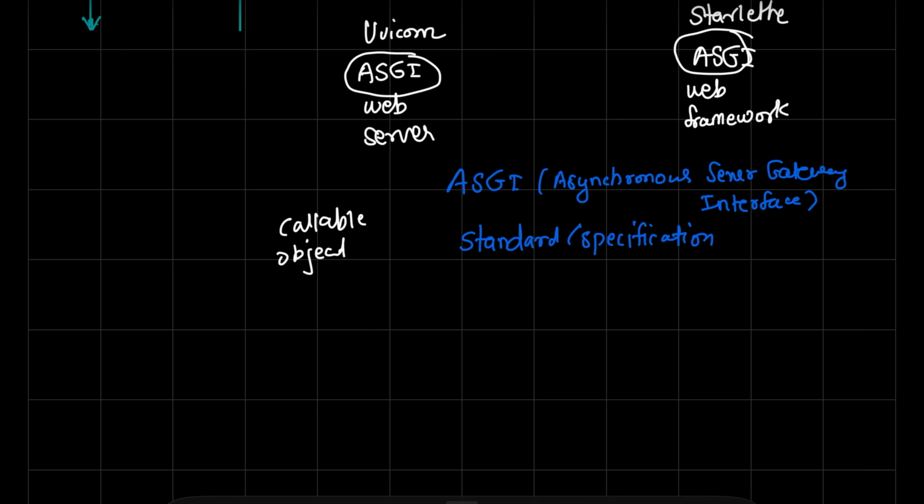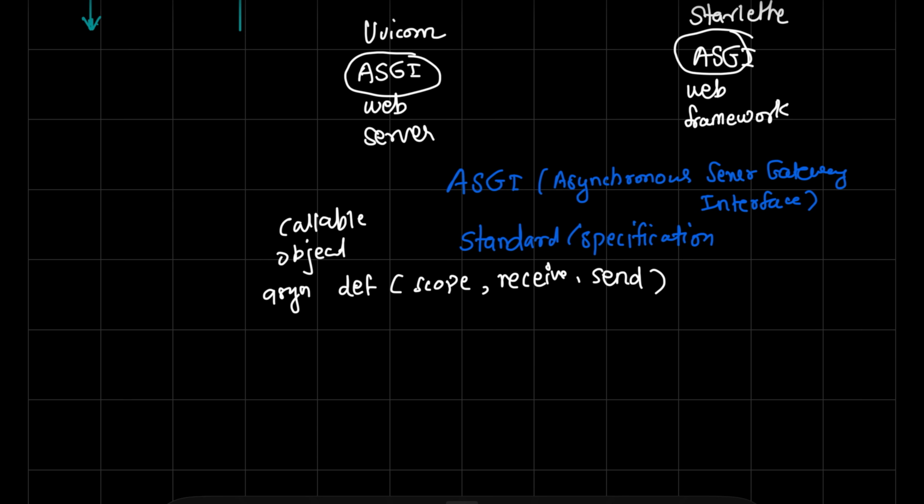Okay. So by ASGI web server and web framework, they will behave like a callable object, and it will receive some important objects. Let's say there will be a function inside the web server and web framework. There will be scope, there will be receive, there will be send. These will be the three functions that will actually be there in your ASGI standard. Okay, so what exactly does this mean?